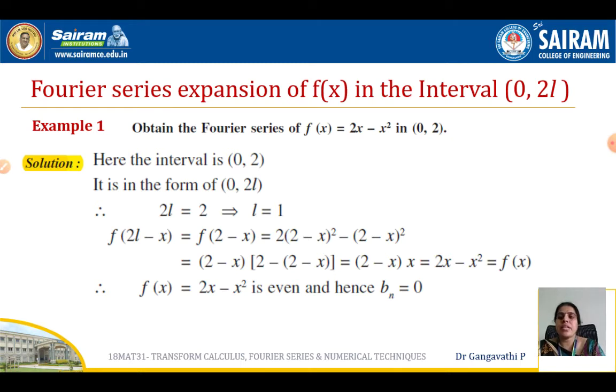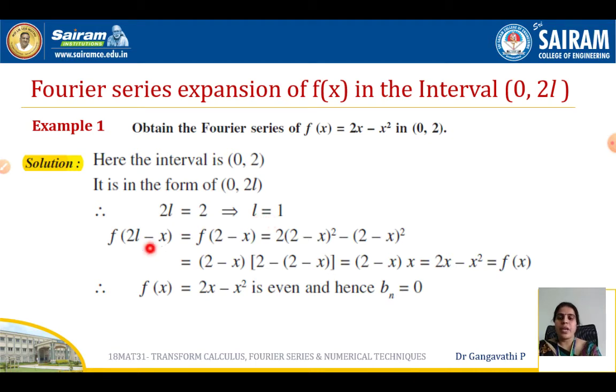If you look at the first example, obtain the Fourier series of f of x, which is given as 2x minus x square in the interval 0 to 2. Whatever the interval has been given, it must be compared with 0 to 2L. The number given here is 2L. Here the interval is 0 to 2 and the standard interval is 0 to 2L. When I compare these two, we come to know that 2L is equal to 2 and L is equal to 1.